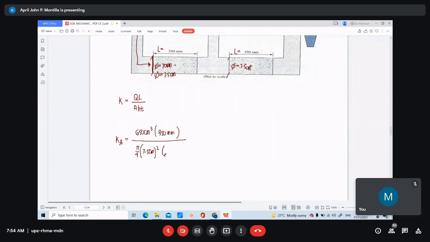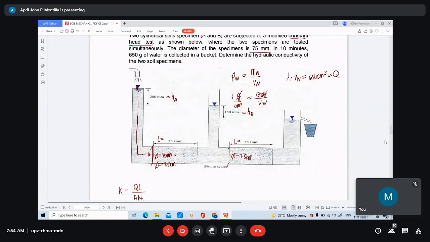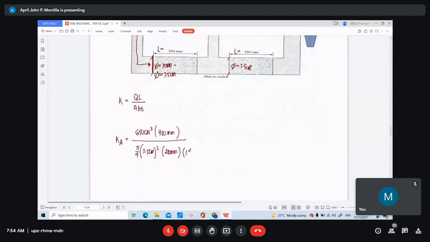So, head loss of soil A is 200 millimeters. Multiplied by the duration, sabi doon, in a time of 10 minutes. So, wala naman tayo ni-require na unit for hydraulic conductivity. Ito, cancelled. Ito, magiging centimeter per minute tayo. What is hydraulic conductivity of soil A?